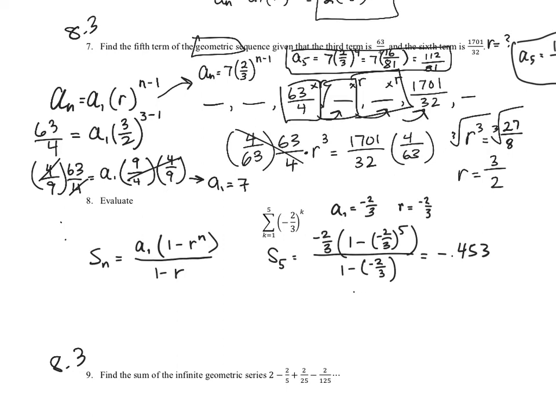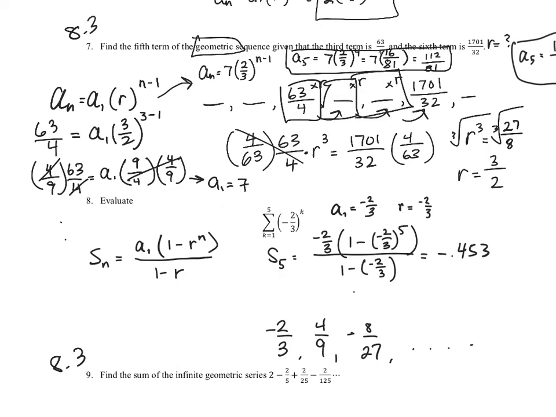Another thing you could do, we found the first term was negative 2/3. If I had found the second term, I would just plug in a 2 right here for k. And then I get negative 2/3 squared, which is 4/9. And then if I wanted to get the third term, it'd be negative 2/3 raised to the 3rd power. So that would be negative 8/27. So these are just the first 3 terms of the sequence.